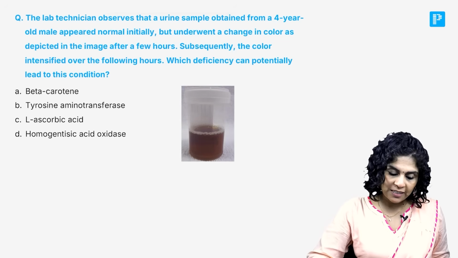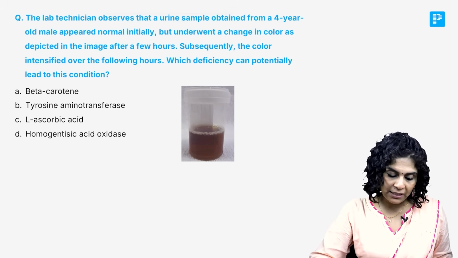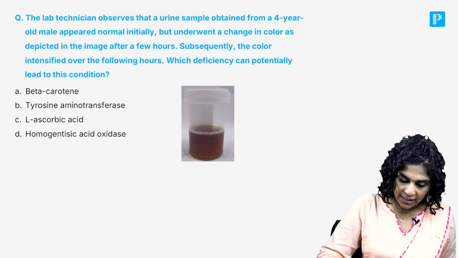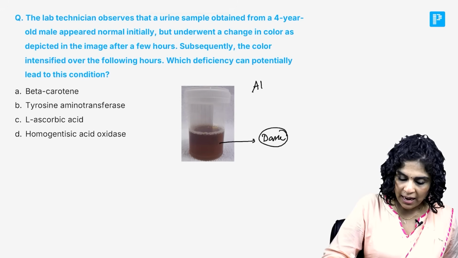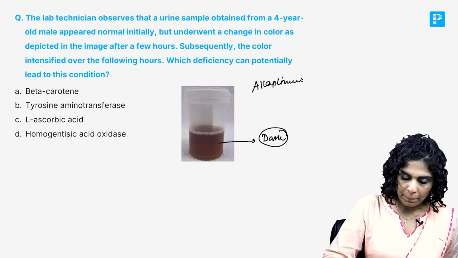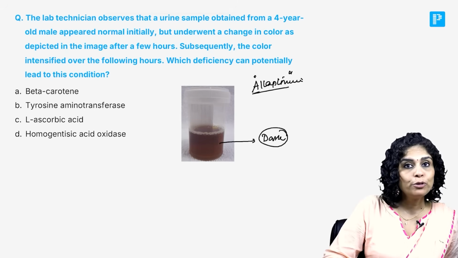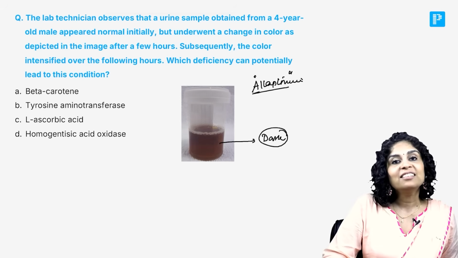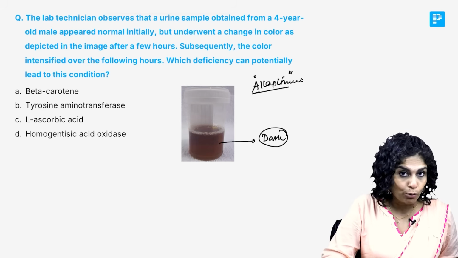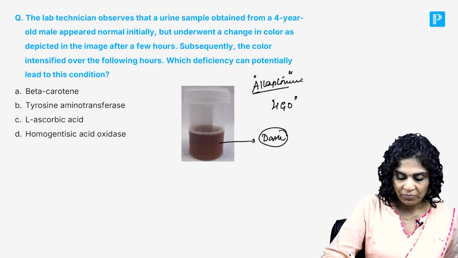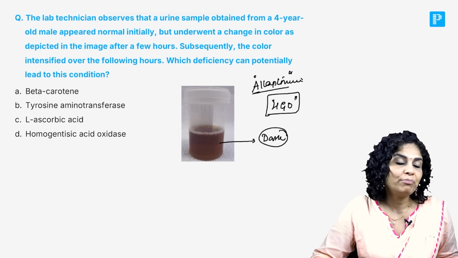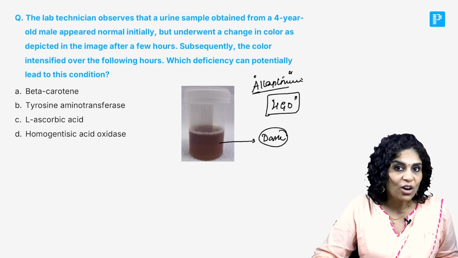The lab technician observes that a urine sample obtained from a 4-year-old male appeared normal initially, but underwent a change in color as depicted in the image after a few hours. As you can see here, urine turns dark on standing. Immediately, your answer should be alkaptonuria. Just remember, alkapton means black. Alkaptonuria is a black urine disease, caused by the defect of tyrosine metabolism, and the enzyme that is defective is homogentisate oxidase.